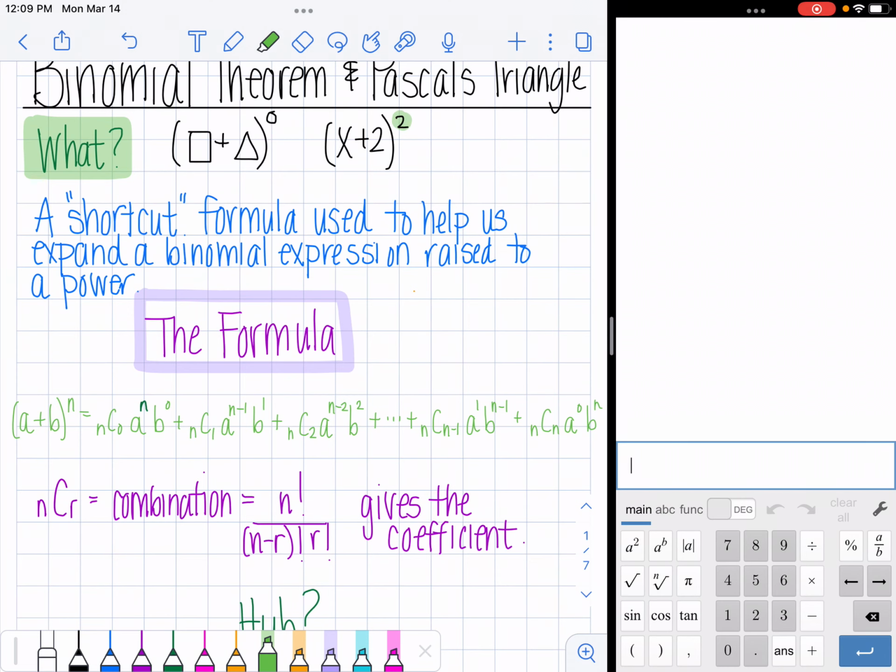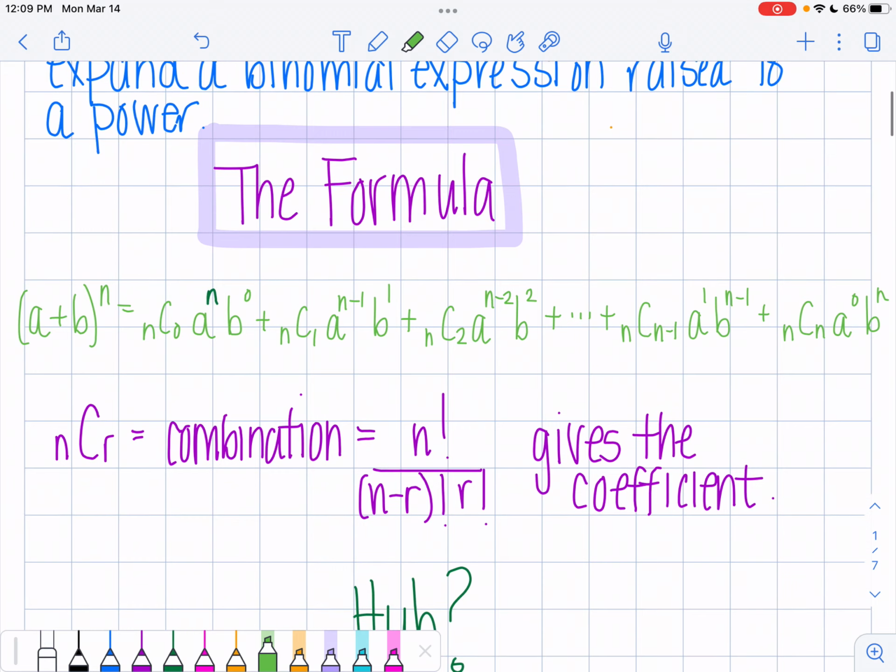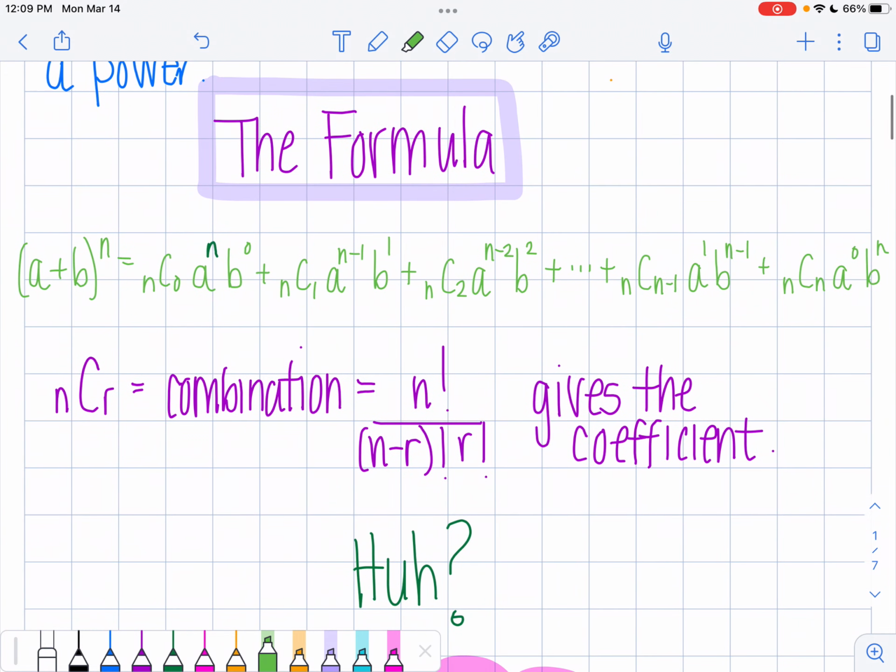And actually, I'm just going to get rid of this calculator for a second. So here's the formula. And when you look at it, this is my first reaction to the formula too: what does all this even mean? So basically, this is a coefficient, which is a number that's out in front. All of these. And then it's giving you a pattern of your exponents.